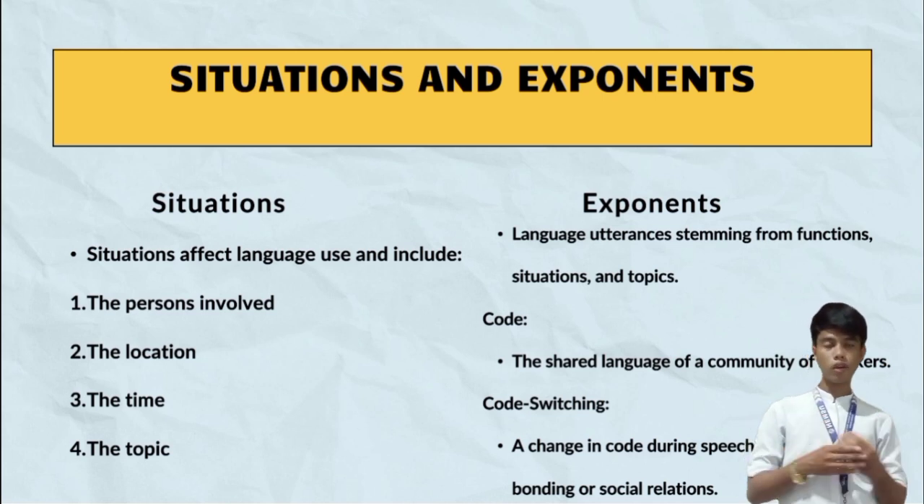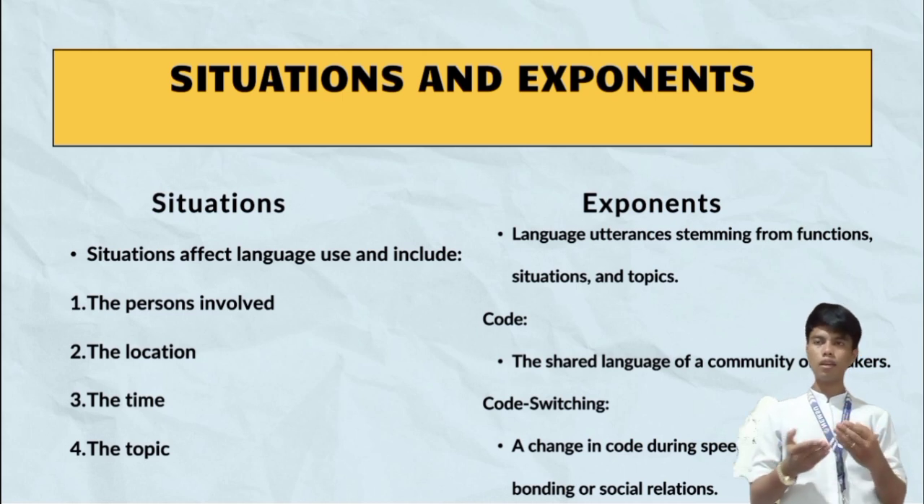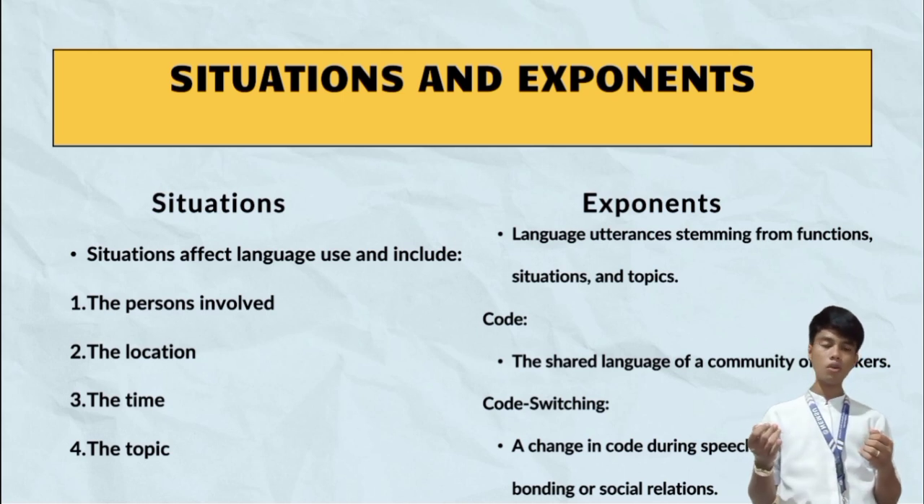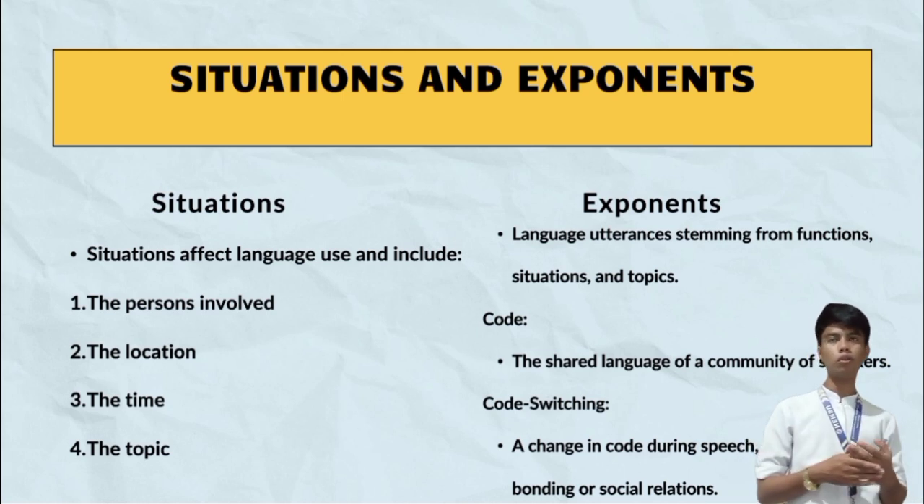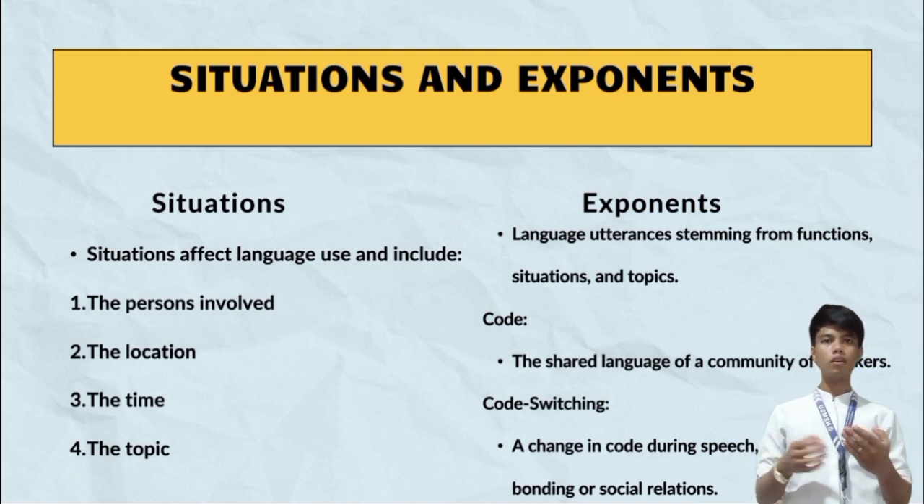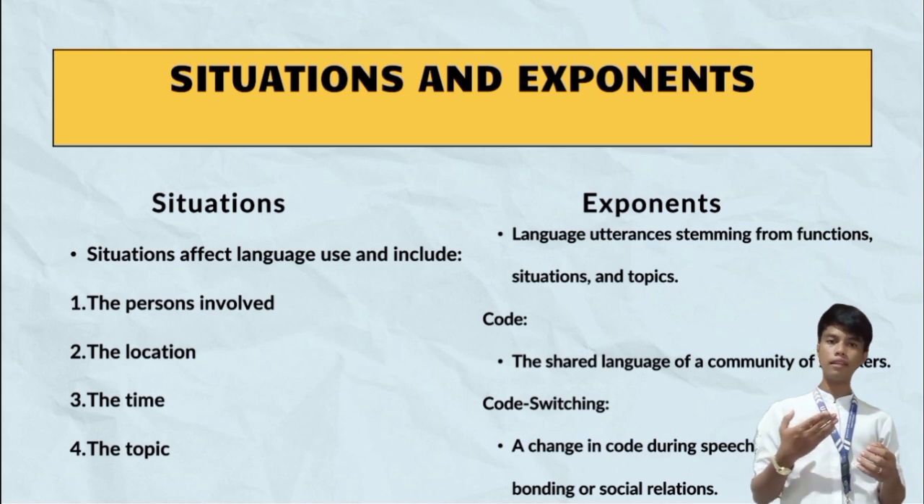And the second is the location, where the communication occurs, right? For example, outside of your house, while socializing with other people, you can use informal language. And if you are at the office or in school, you will use formal language. The third is the time, and the fourth is the topic, and those four situations can affect the formality and informality of language or the function of language. The next is the exponents.